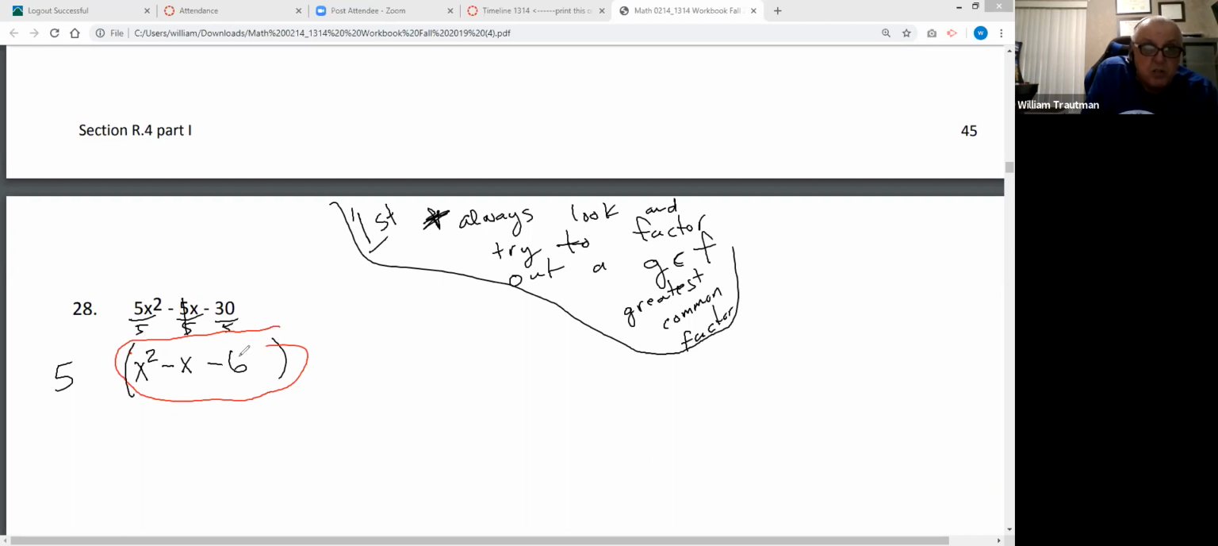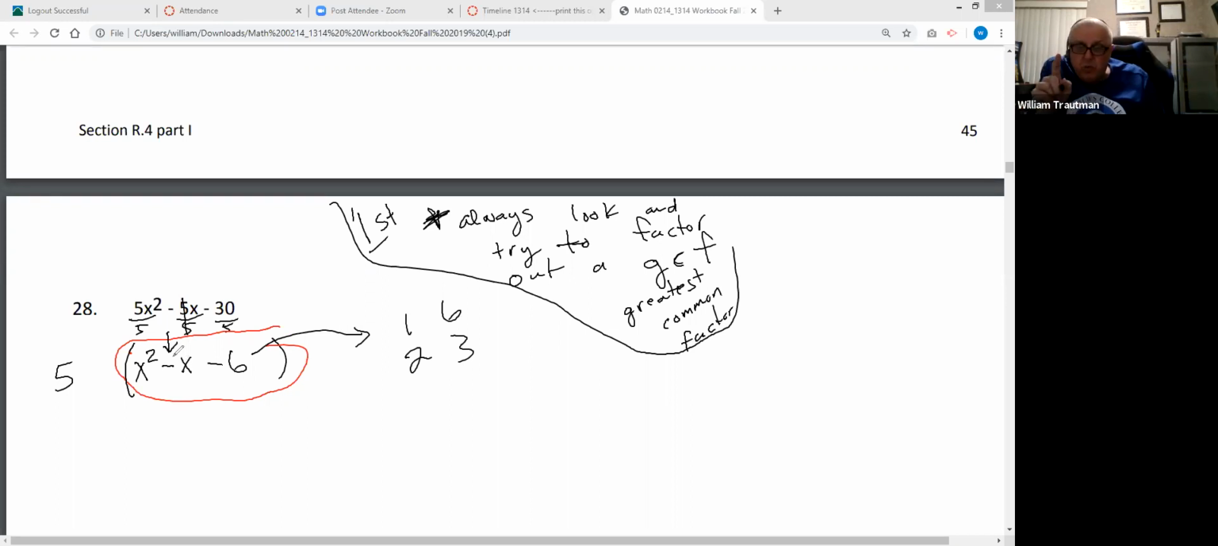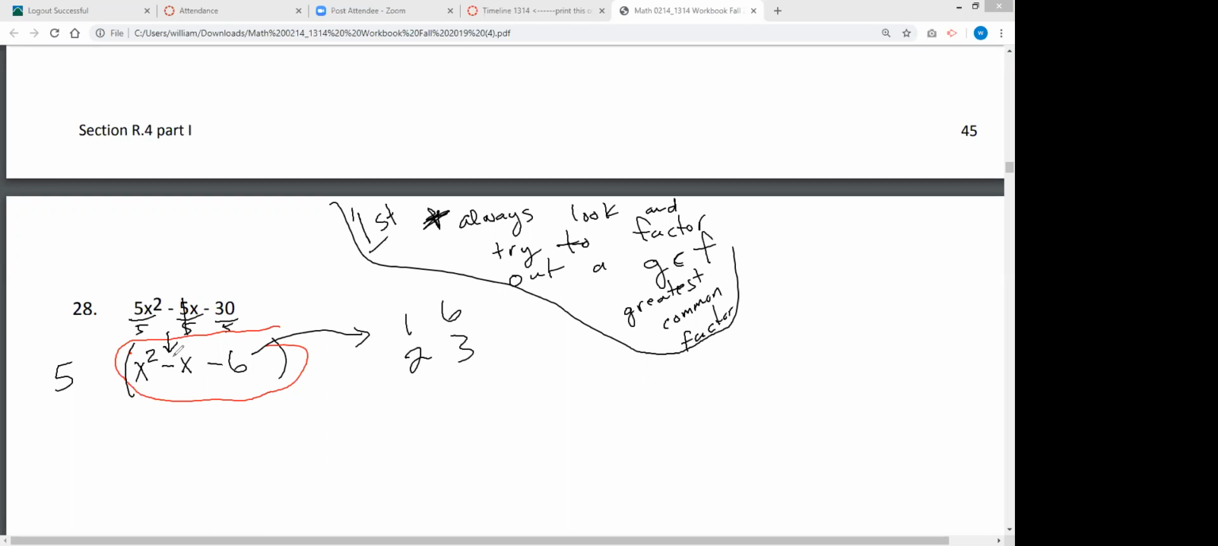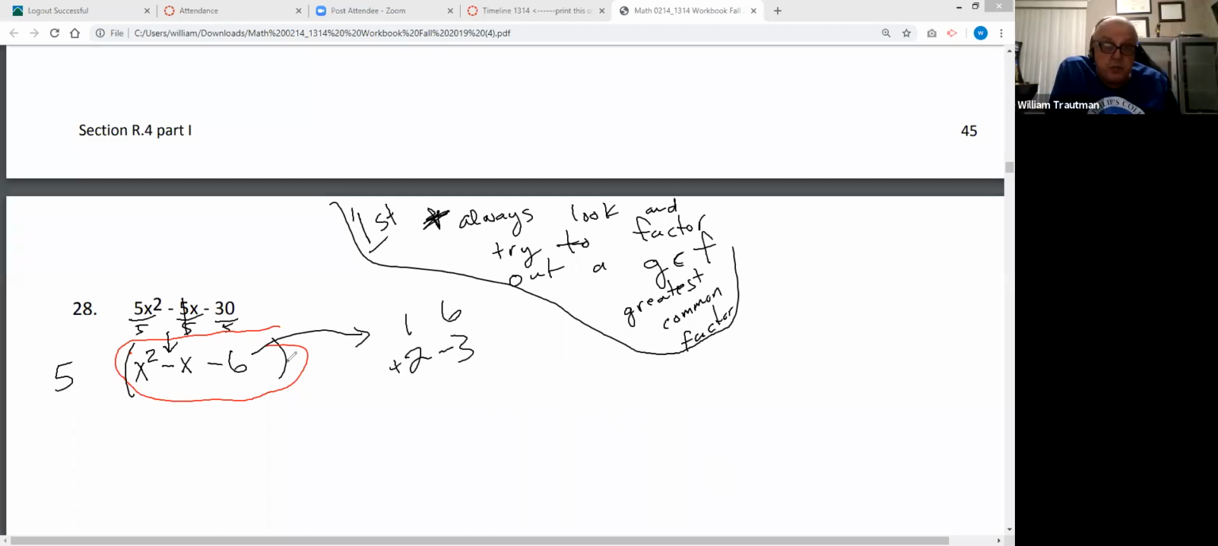Okay, so we're just going to look at the parentheses inside of it. There's 3 terms. 6 is 1 times 6 and 2 times 3. I want to add and subtract one of these pairs to get the middle term. The middle term is a negative 1x, negative 1, the invisible 1. How do I get a negative 1? Negative 3 plus 2. Yes, a positive 2 and a negative 3 give me a negative 1.